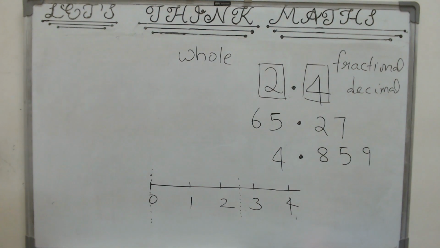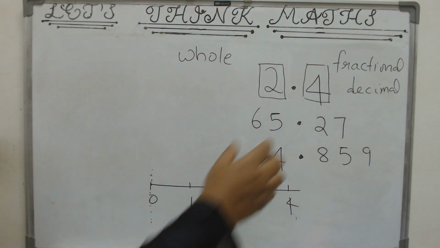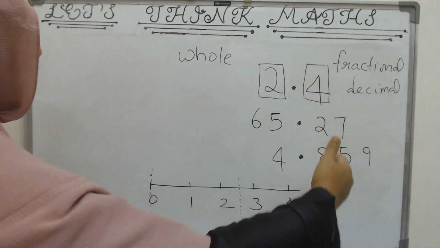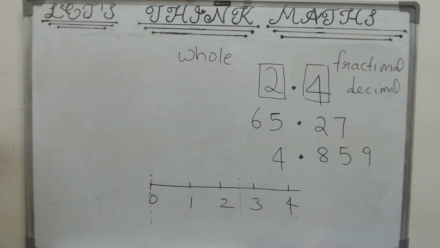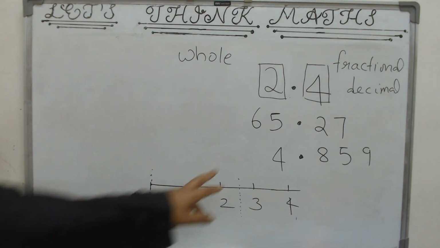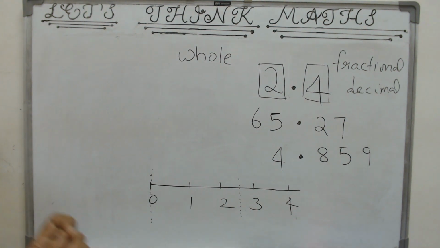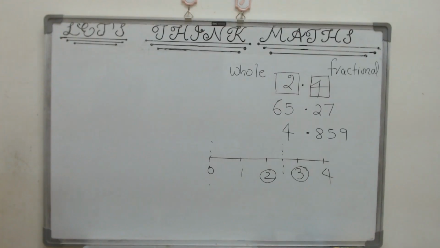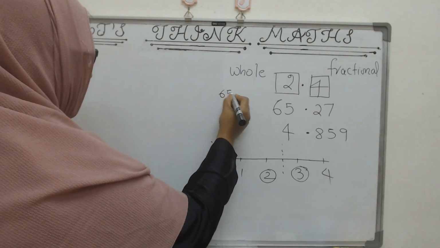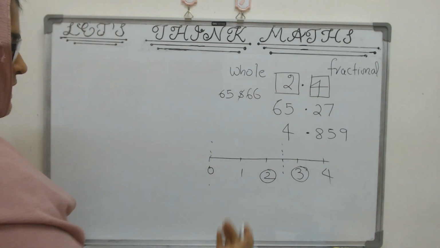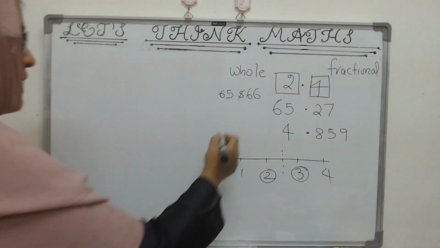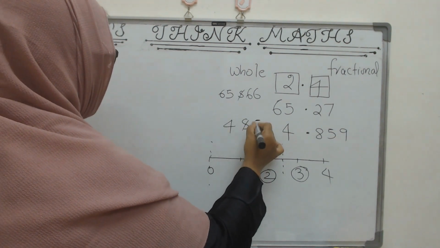That is why when you read decimals, the digits in the decimal part are read separately. For example, this number here is read as 65.27 and not as 65.27. You don't want to hurt its feelings. And this number here is read as 4.859. Now, this number here is 65 and a part of 66. So it lies between 65 and 66. And what does this number lie between? This lies somewhere between 4 and 5.